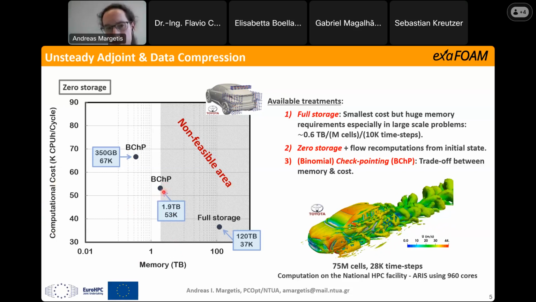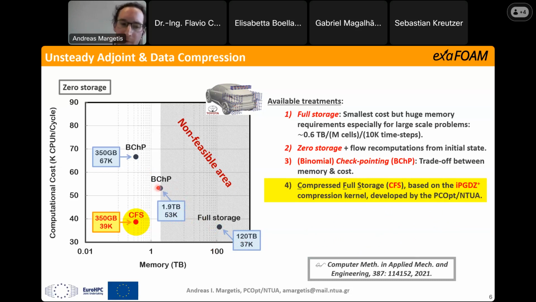To do so, the flow solution is stored at a number of checkpoints that are optimally placed along the time span to minimize the flow recomputations. It's a common practice to select the number of checkpoints so as to exploit all the available memory that we have. But even if we do so, the increase in the computational cost is not negligible at all. You see here that in this case, the cost increases by 45% from 37,000 CPU hours that the full storage strategy would require to 53,000 CPU hours per optimization cycle for binomial checkpointing.